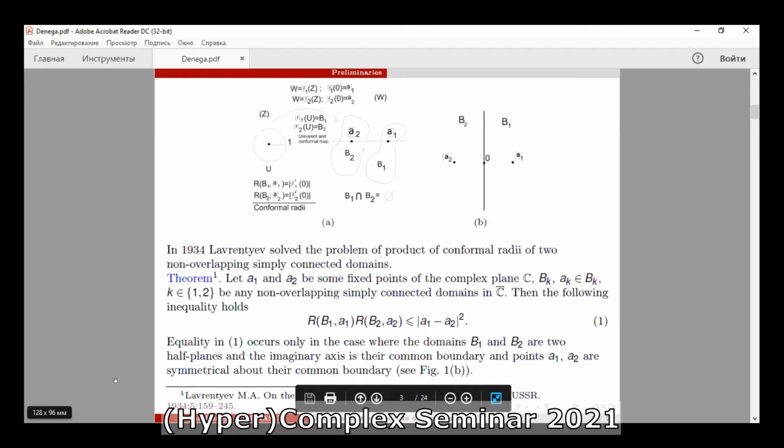Equality in this inequality occurs only in the case when the domains B1 and B2 are two half planes and the imaginary axis is their common boundary, and points A1 and A2 are symmetrical about their common boundary. This situation we can see in picture 1b.